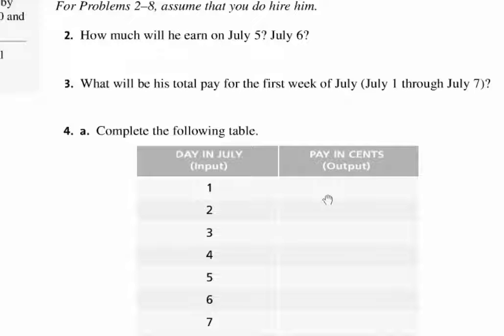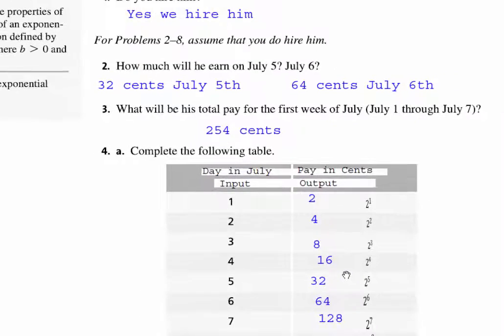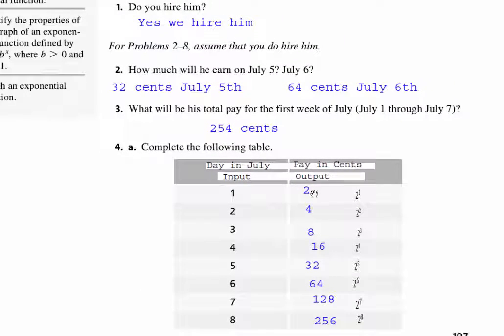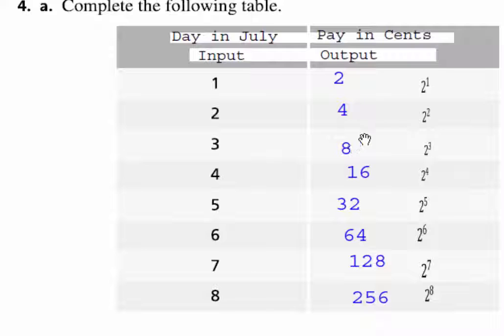Okay, so again, on July 1st, he's going to earn 2 cents. July 2nd, he'd earn 4 cents, then 8 cents, right? We're going to double his pay every day. So my table looks something like this: 2 cents, 4 cents, 8 cents. You can ignore this third column for now, right? So on the first, he earns 2 pennies. The second, he earns 4 pennies. The third, he earns 8 pennies, and so on.